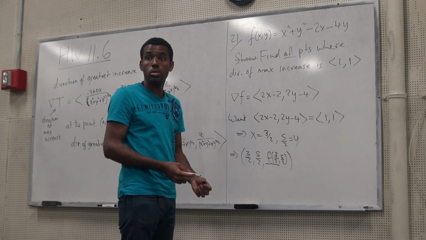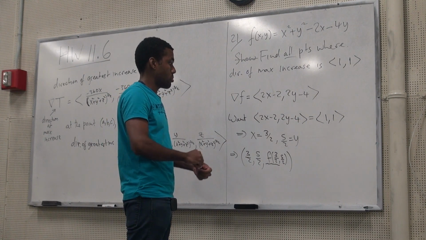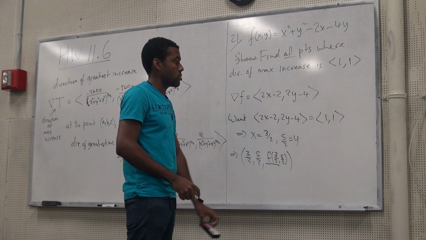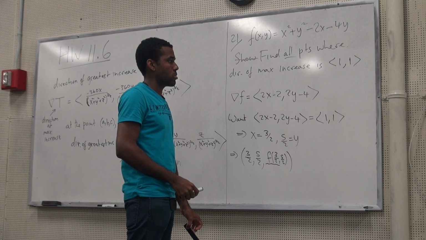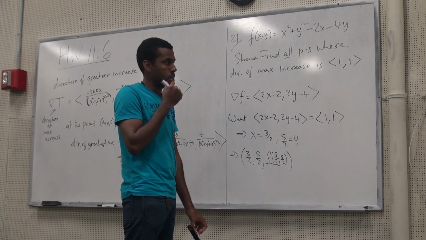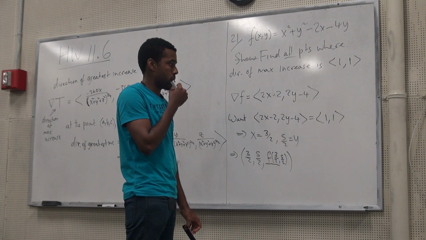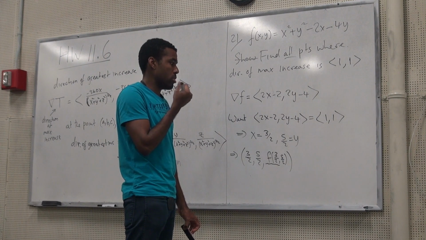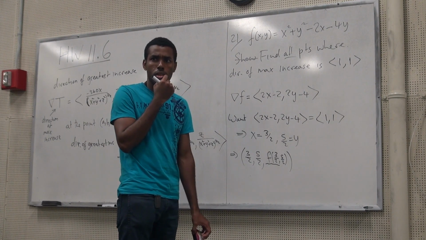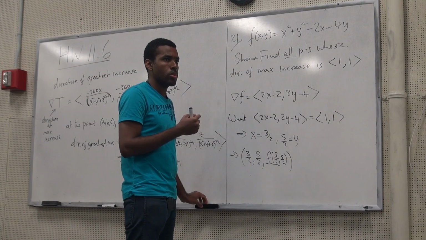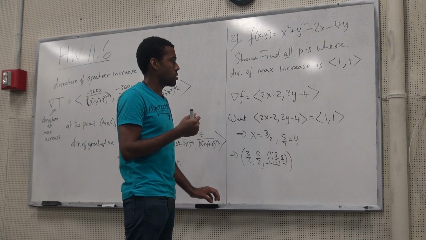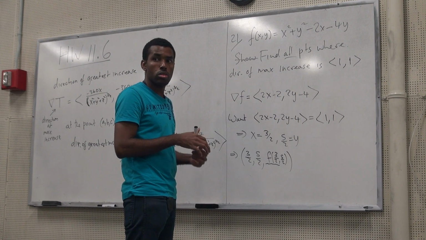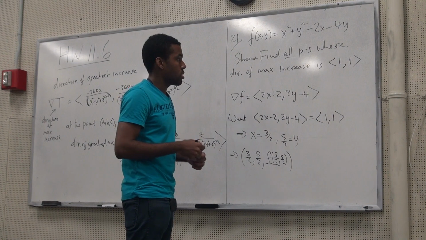I did it a bit differently. I kept it in terms of i and j. So you have 2x minus 2 i, 2y minus 4 j, which has to equal i plus j, which means 2x minus 2 and 2y minus 4 have to equal each other. You'd get the same thing in the end, a line. That's what I did at first, but that was wrong.